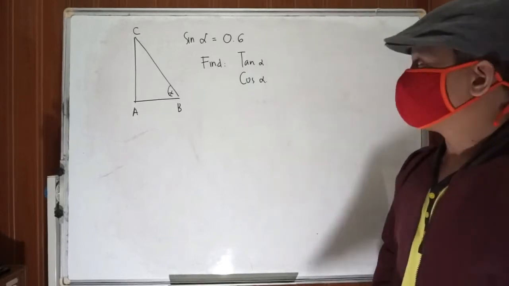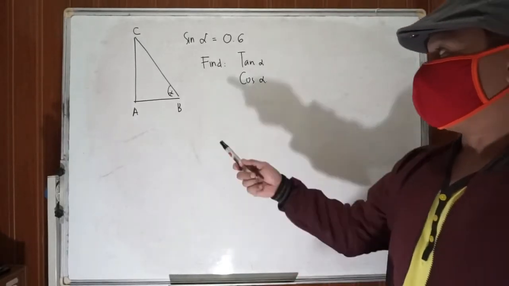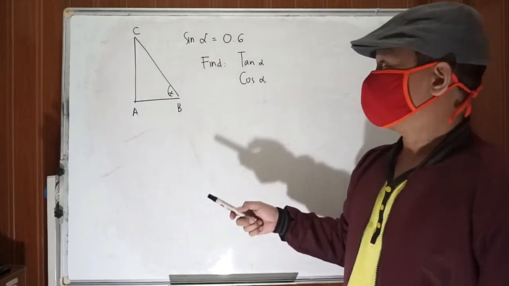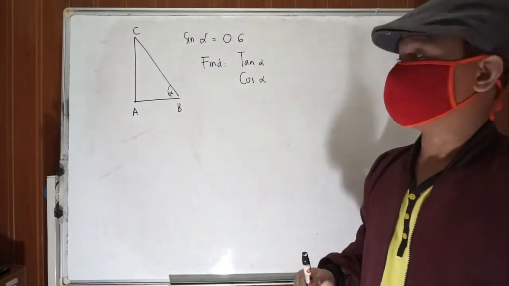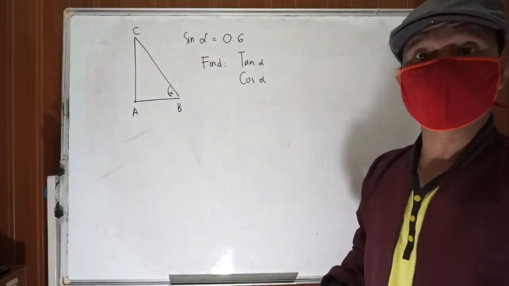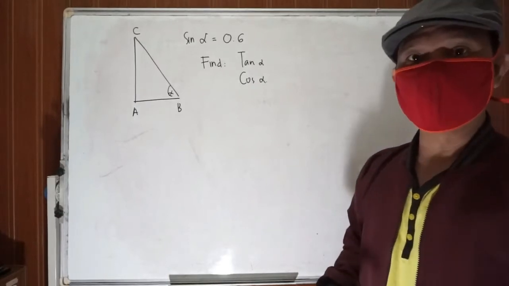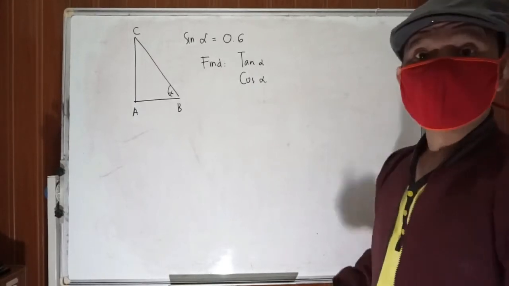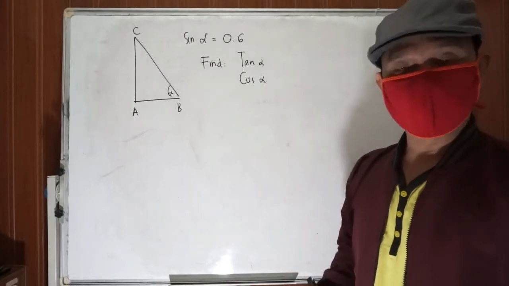Okay, students, I have a question, a right angle triangle on my whiteboard. The information is sine alpha equals 0.6. Find tangent alpha and cosine alpha. Okay, students, this question is very easy.